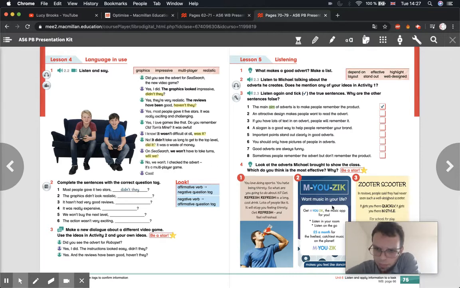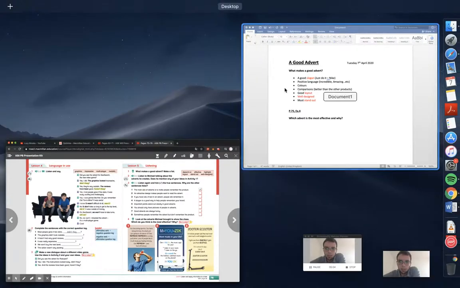Well designed means that it's got all of the essential parts of an advert. The pictures aren't too big, the text is easy to read, and there's lots of colors. So it must be well designed.